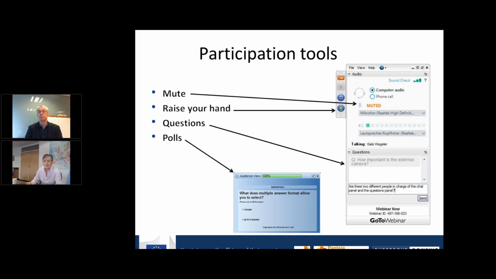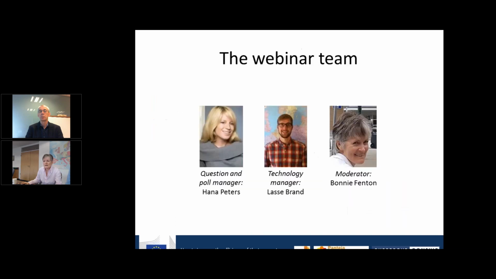And the last thing is a poll function. We'll be asking a few poll questions throughout, and we just ask you then to respond. It'll be self-explanatory when we get there, but please respond to the polls so that we can get some input from you as well during the course of the presentations. So those are the basic participation tools that you need to know about.